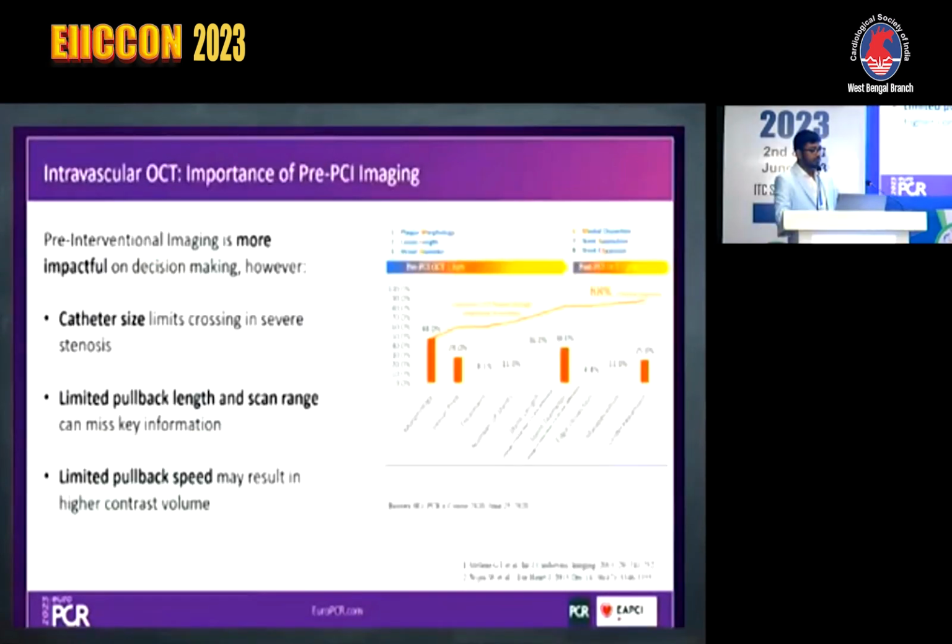So the intravascular OCT is very important in pre-PCI planning and imaging. And pre-interventional imaging is more impactful on decision making. And as you can see from the right-hand side of the graph, 80% of the operators who were given imaging after an angiographic decision changed their decision. So catheter size limits crossing in severe stenosis with the present day OCT technology. Also the IVUS, and the limited pullback length and scan range can miss key information with limited pullback speed and also the contrast volume.